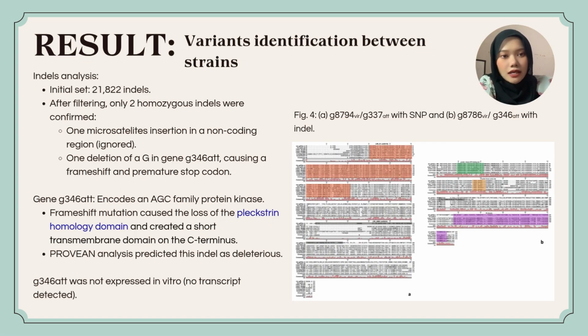In terms of indels, an initial set of 21,822 indels was reduced to 2 confirmed homozygous indels. One was a microsatellite insertion in the coding region, which was ignored, while the second was a deletion of a G in the coding region of gene G346, causing a frame shift and a premature stop codon.